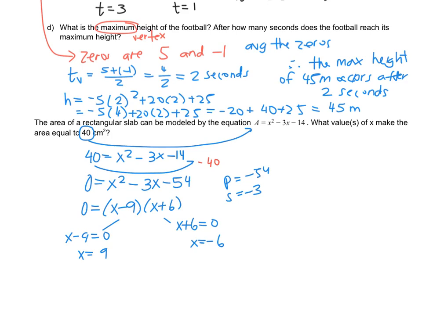Now, normally I would cut away that negative 6, but they didn't actually tell me that x represented a length or width, so I'm just going to present both options. Therefore, when x is 9 or negative 6, the area is 40 centimeters squared. And there we go.